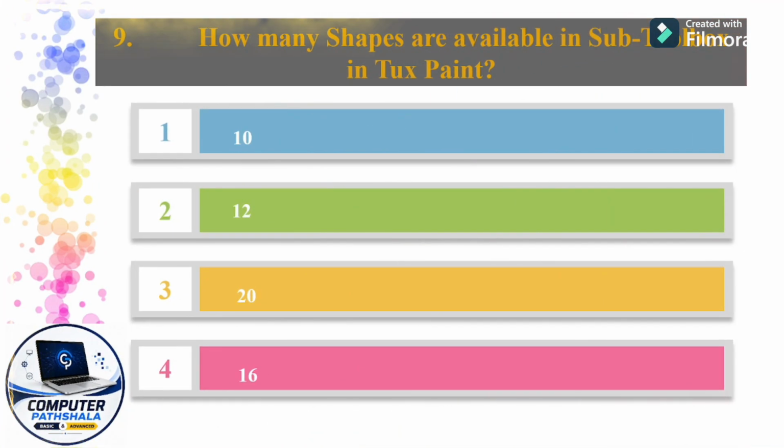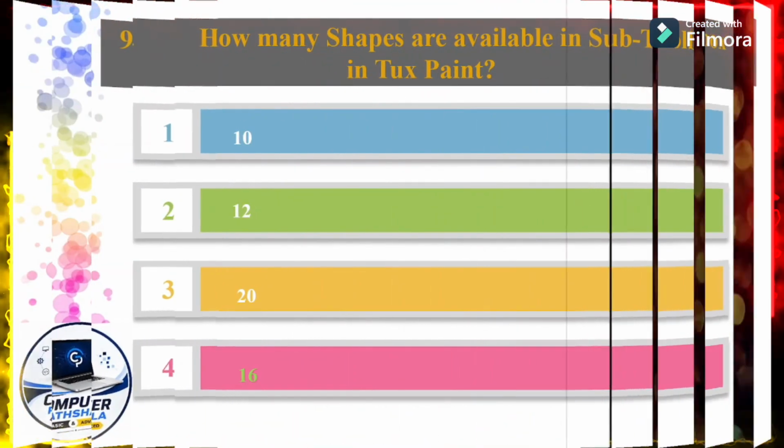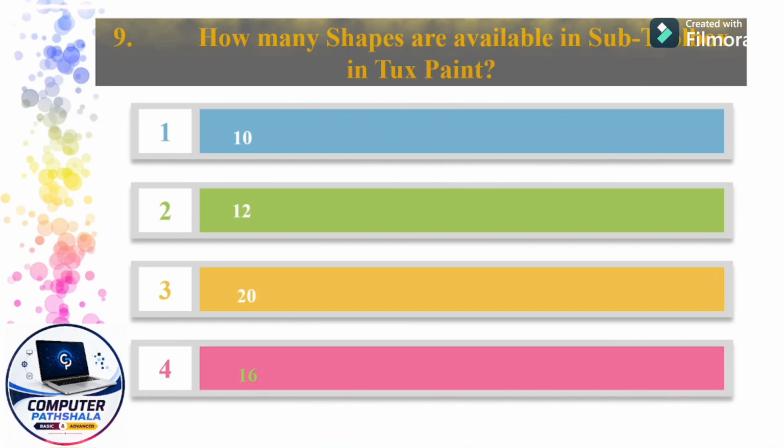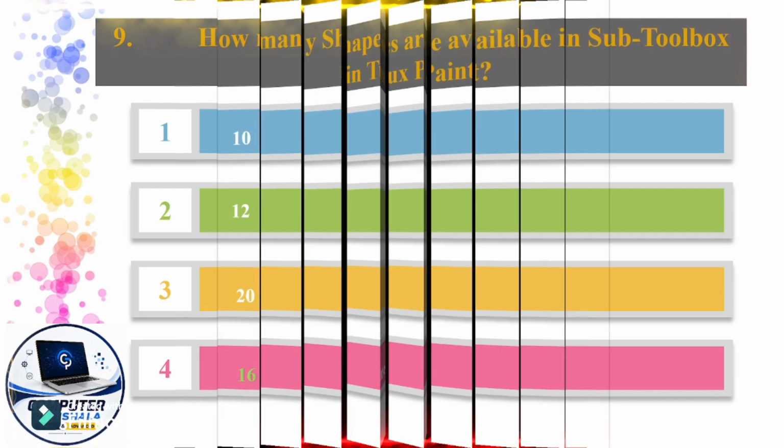Next question. How many shapes are available in the shapes sub tool box? 10, 12, 20 or 16? You have 5 seconds. Select your answer. The correct answer is option 4, 16 shapes. TuxPaint provides a variety of shapes for creating beautiful drawings.